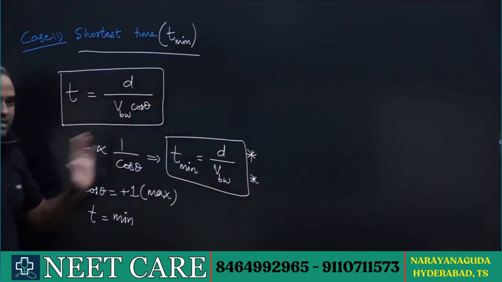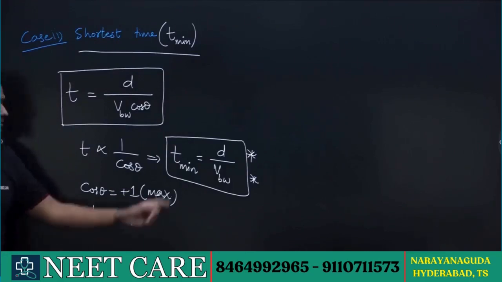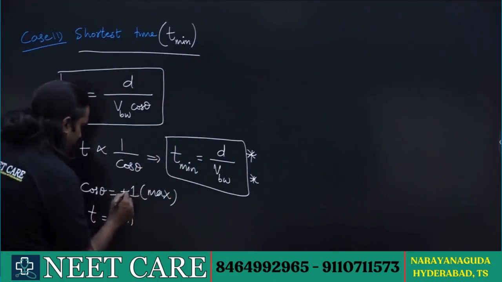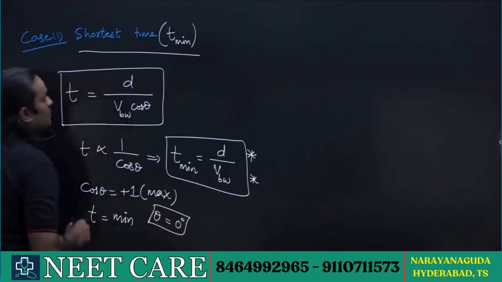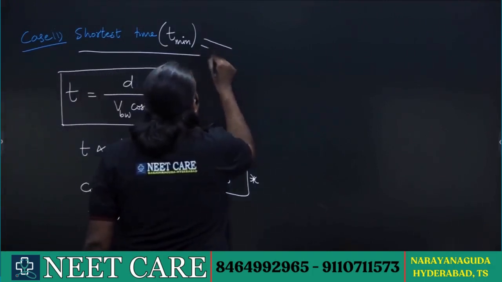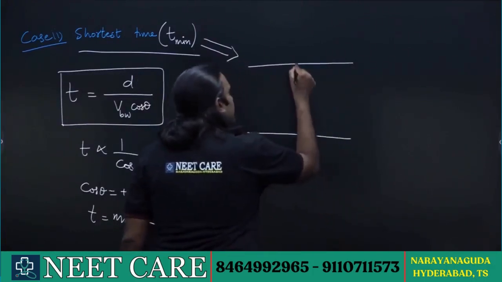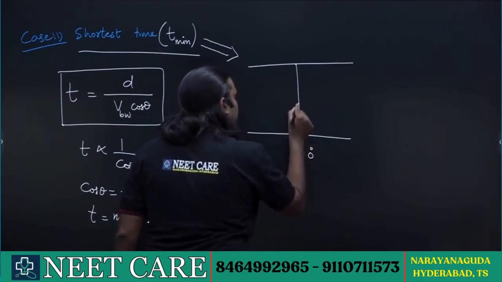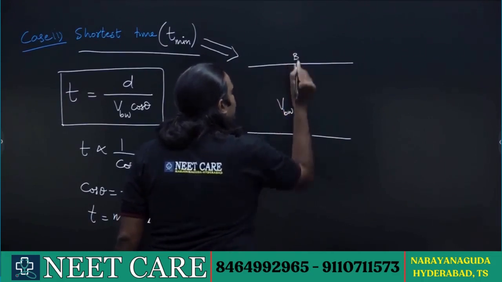I hope you already have this idea. T minimum is equal to d by VBW. That's it. The minimum time taken by the boat to cross the river is d by VBW. The condition is, in order to have cos theta as +1, theta must be 0 degrees. So now if you want to draw the figure for this situation, then according to our observation, theta must be 0. Here theta 0 is nothing but the direction of VBW will be along AB. This will be the figure.